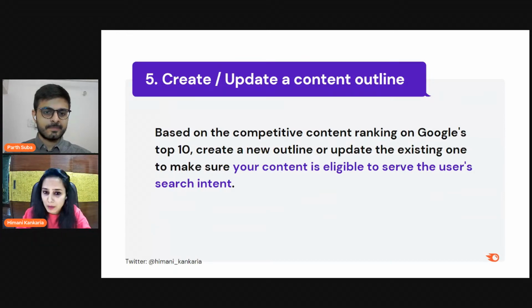Create and update a content outline. So now you have the list of keywords that you need to target. You know the featured snippet type. Then you know the user search intent. And then you are ready with what competitors have. So now the time is to create a new outline or update the existing one to make sure your content is eligible to serve the user's search intent. Because the competing blogs are ranking on page 1, that means they are serving the user's search intent, right? So you need to either update your content or maybe create a fresh new outline.